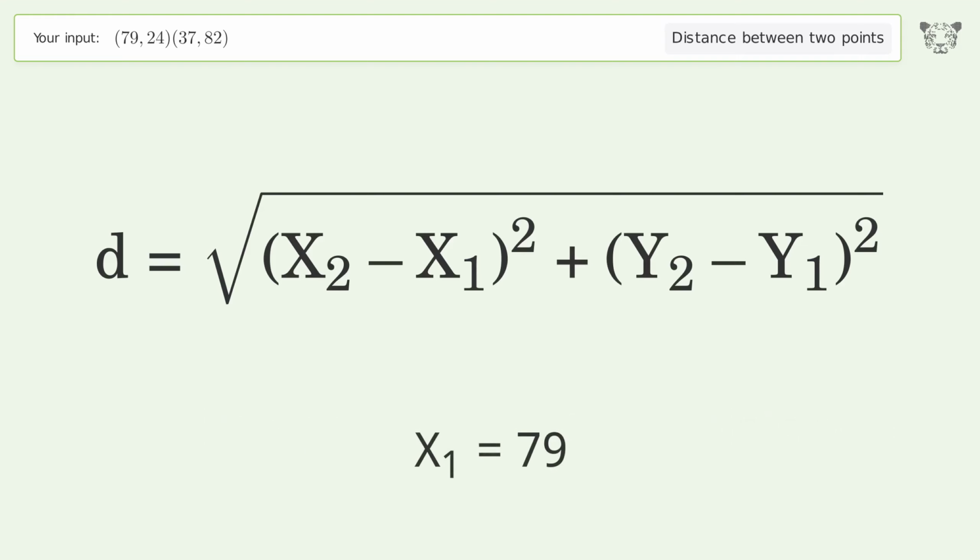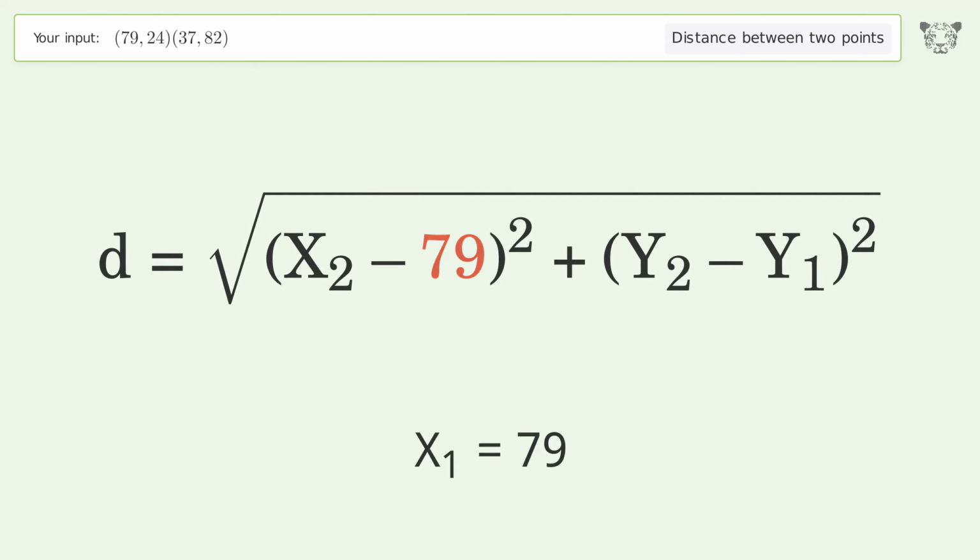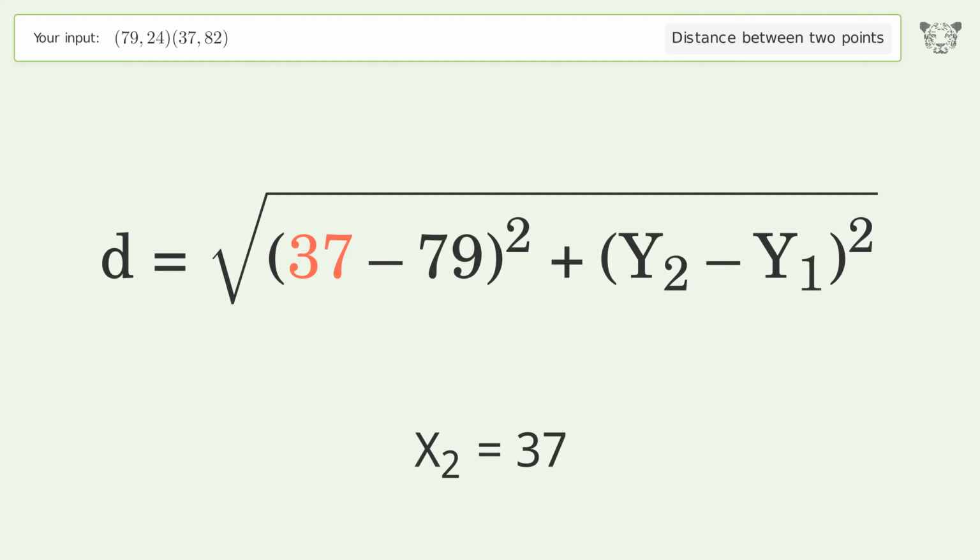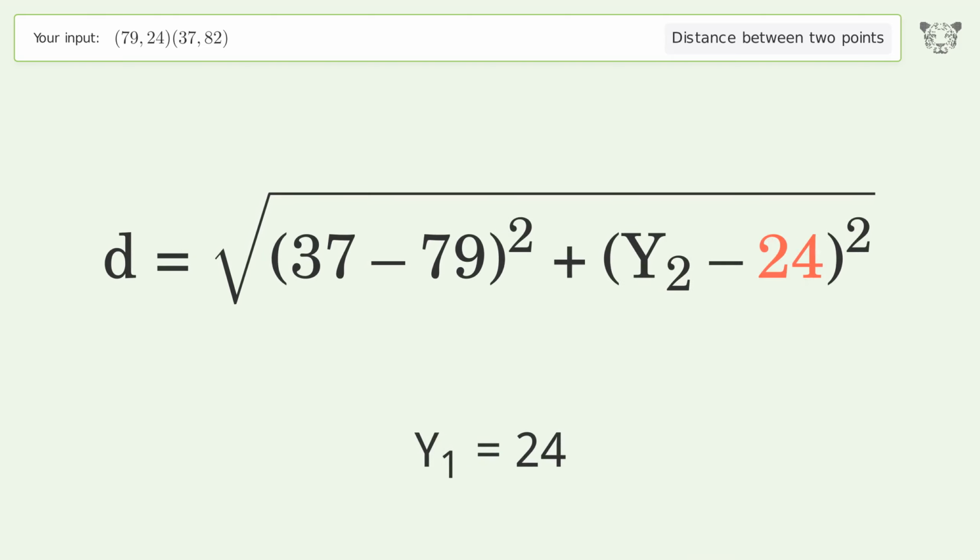x1 equals 79. x2 equals 37. y1 equals 24. y2 equals 82.